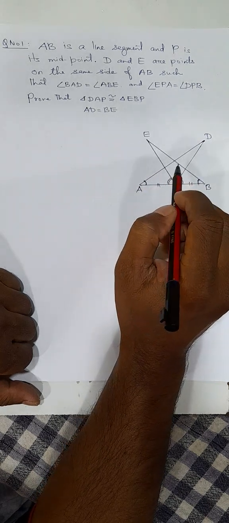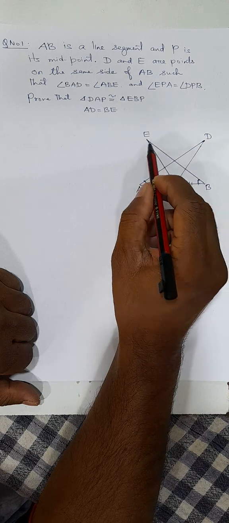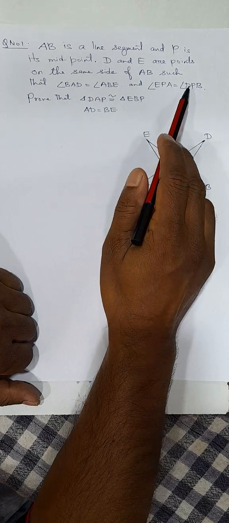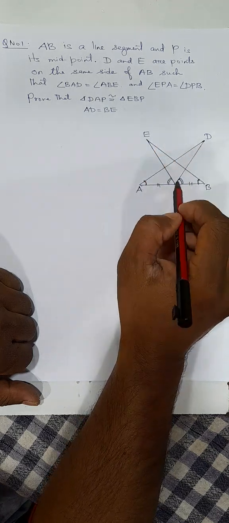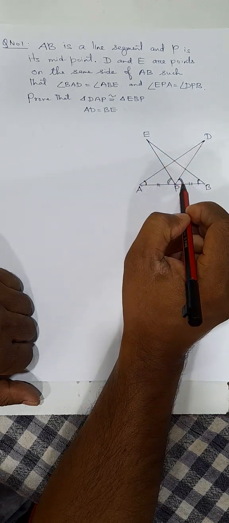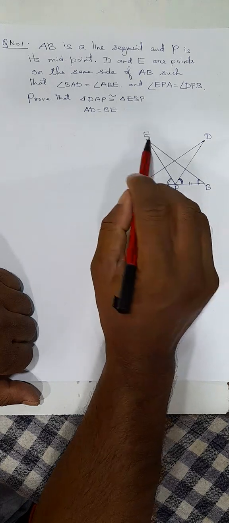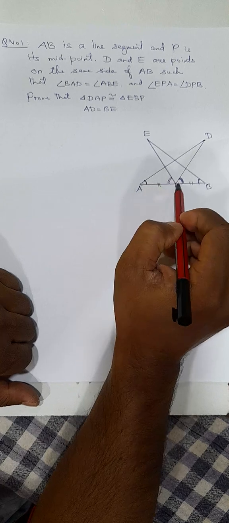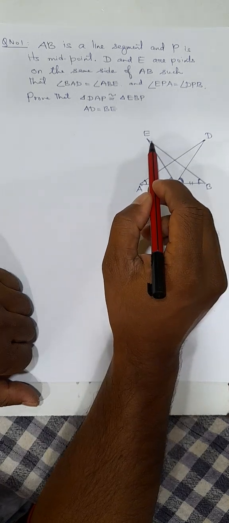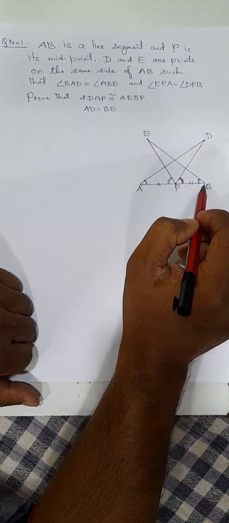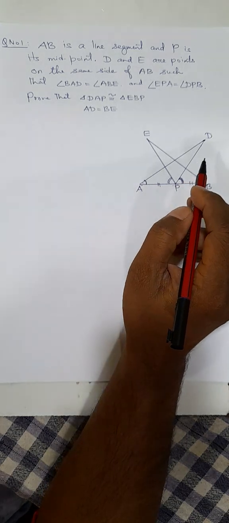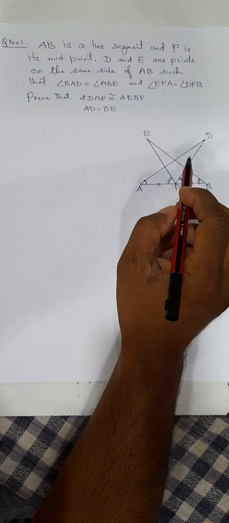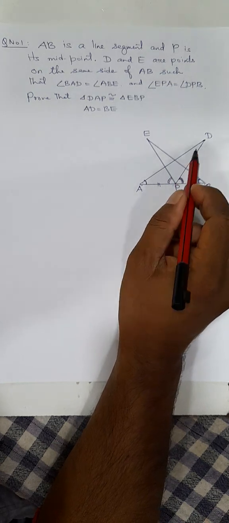And angle EPA equal to angle DPB. These two angles are equal. Now prove that triangle DAP is congruent to triangle EBP. So we have to prove these two triangles are congruent and AD equal to BE.